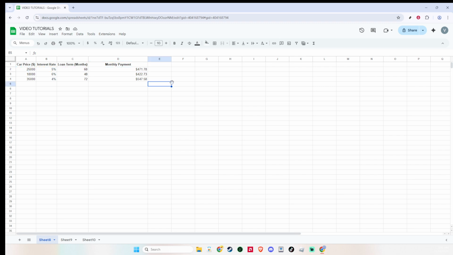That's it. Open your sheet, choose a cell, enter PMT, interest rate /12, loan term, loan amount, and press Enter for your monthly payment.